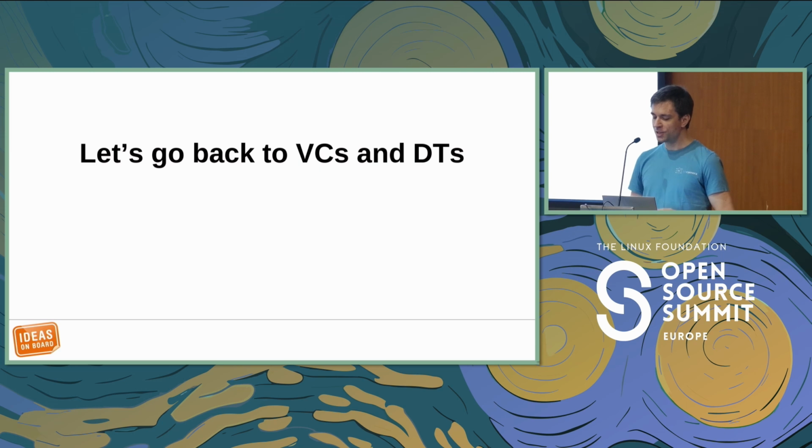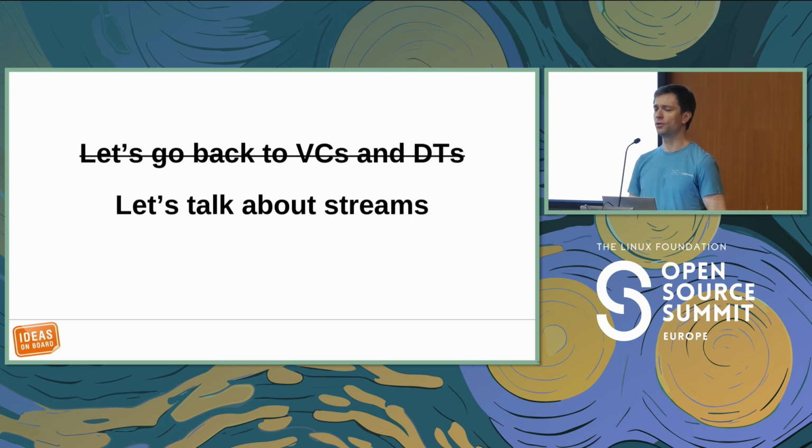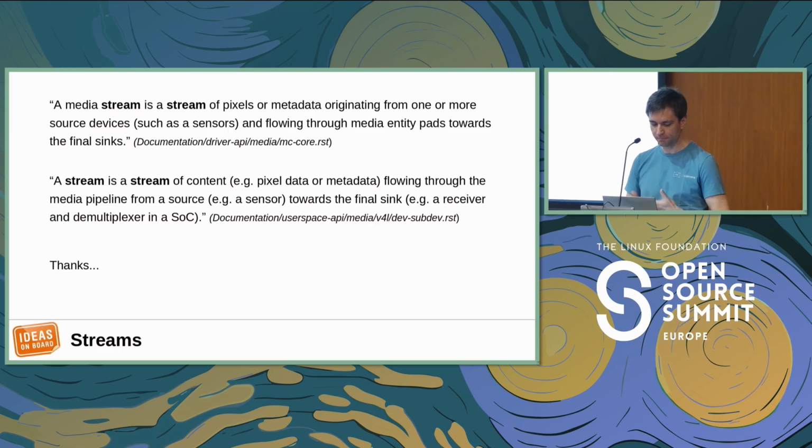So let's go back to virtual channels and data types. I actually have to talk about streams first. Yeah, I'm sorry. That's, if I recall correctly, the last time I do that. After that, it's really going to go to virtual channels and data types. So what's a stream? I've quoted there two pieces of documentation we have in the kernel, very useful. So a media stream is a stream. Thanks. In another part, it says that a stream is a stream. I'll try to be slightly more helpful than that.